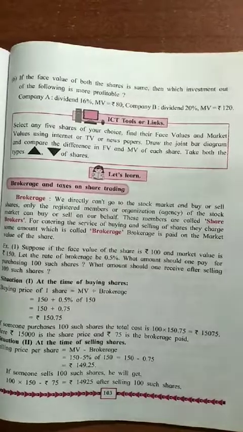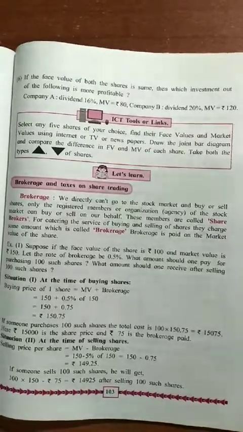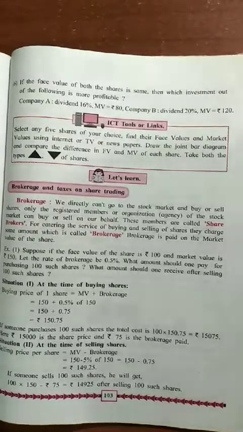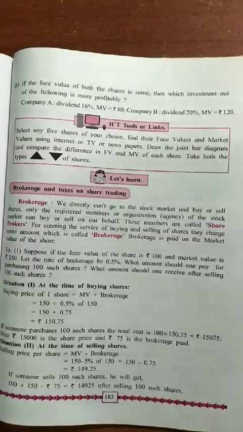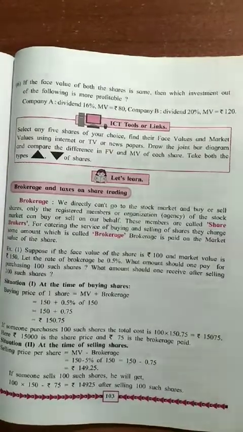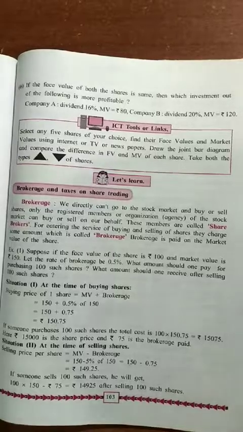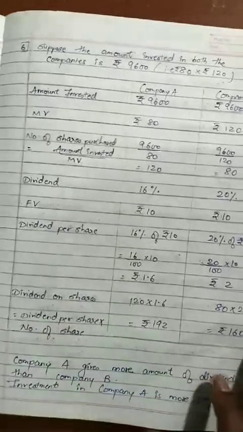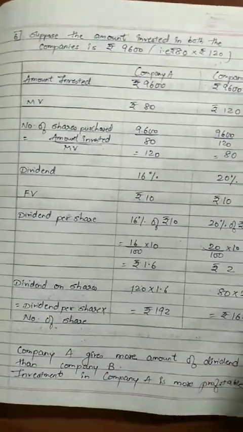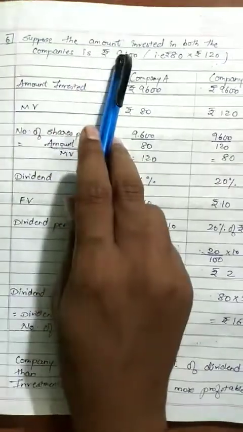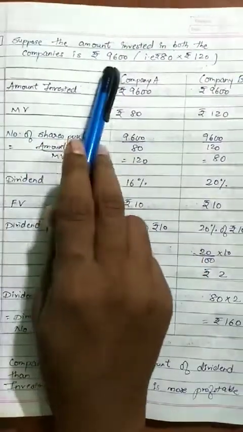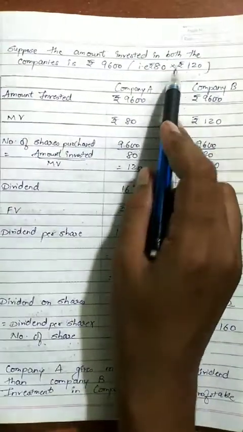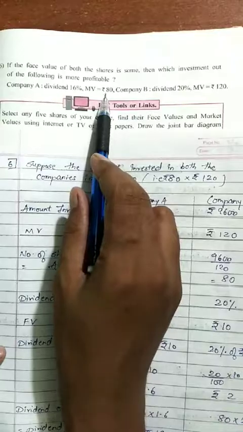Sum number 6. If the face value of both the shares is the same, then which investment out of the following is more profitable? Company A, dividend 16%, market value is rupees 80. Company B, dividend 20%, market value is rupees 120. So I prepared the chart over here, you all can see. Suppose the amount invested in both the companies is 9,600. 9,600 means what? 80 into 120, meaning the market value. This is A and B.